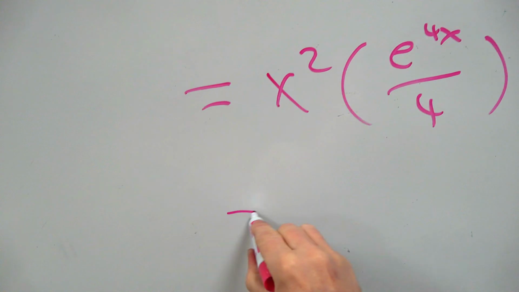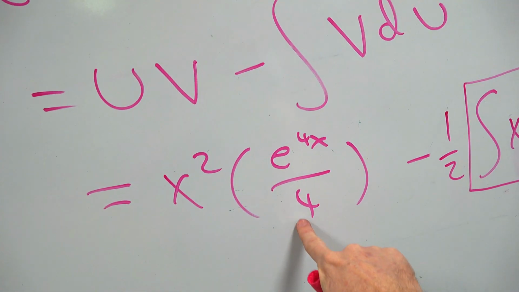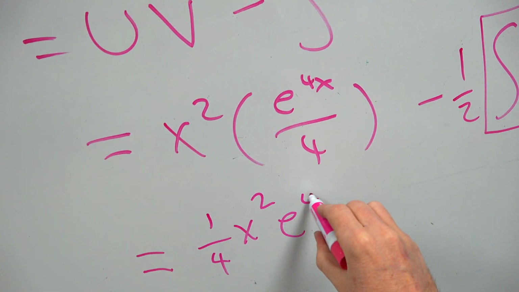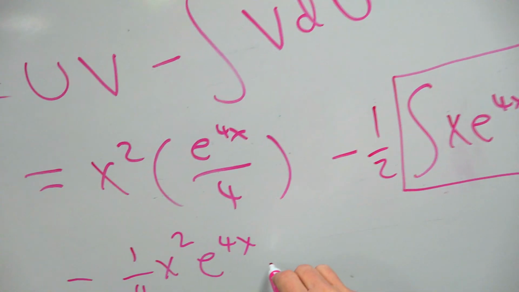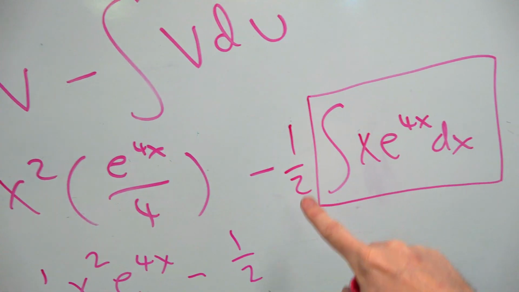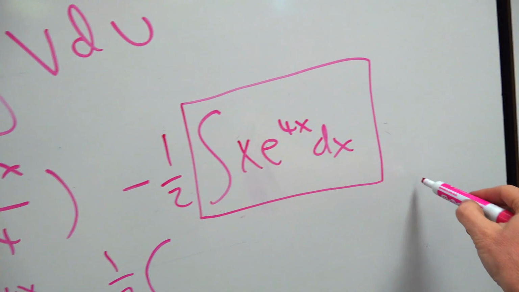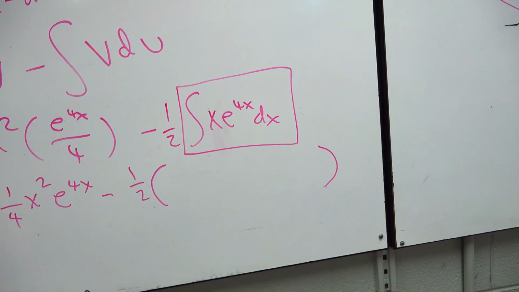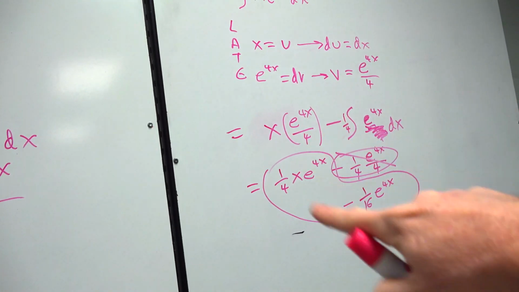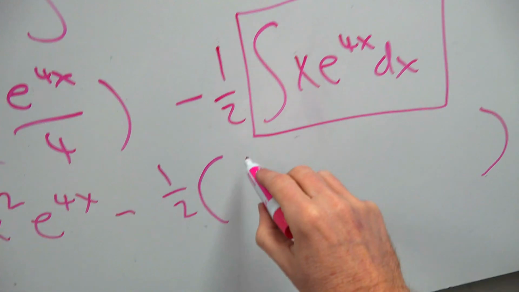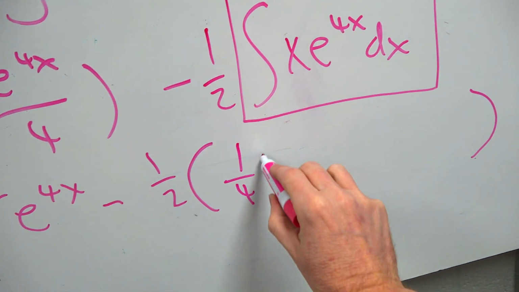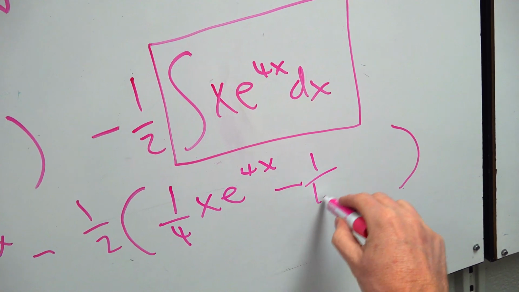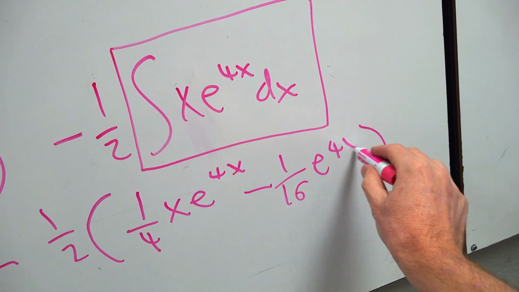Now I'm going to continue over here. So let's see, we've got, let me take this 4 out and make it 1/4 x squared e to the 4x, okay, minus 1/2 times the box. The box gets replaced by parentheses. When you replace things in math, you put them in parentheses, okay? All that stuff over there is going to go down here. 1/4 x e to the 4x minus 1/16 e to the 4x.